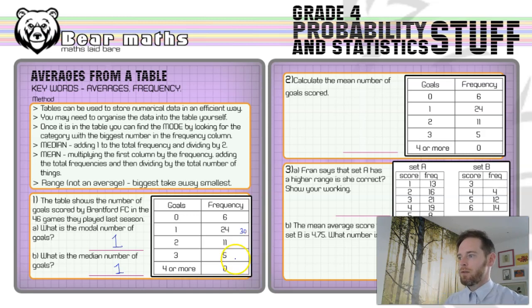Equally, if you were so inclined, you could write down the number 0 6 times. 1, 2, 3, 4, 5, 6. Then you could write down the number 1 24 times. But I can't be bothered. And then you would have to do that with 11 2s and 5 3s, lay it all out. There's all your data.